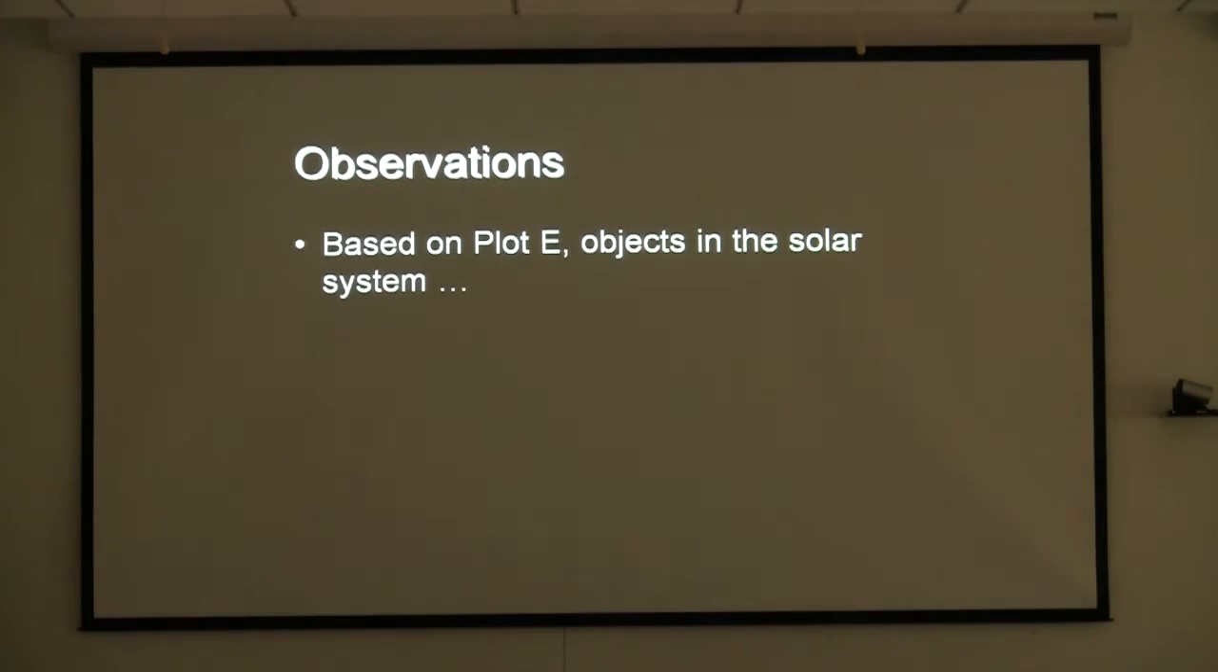Based on plot E, objects in the solar system, how would you finish that question? Have a very wide range of masses. I said have a wide range of masses. And again, my answer is not the correct answer. It's just an answer. Anybody else have anything else they would put to that?